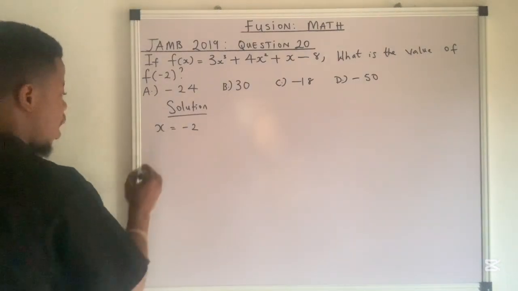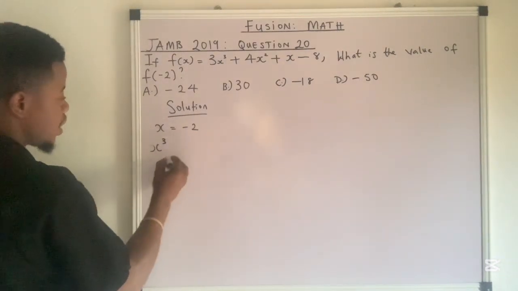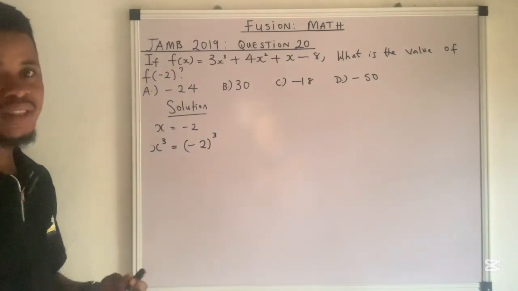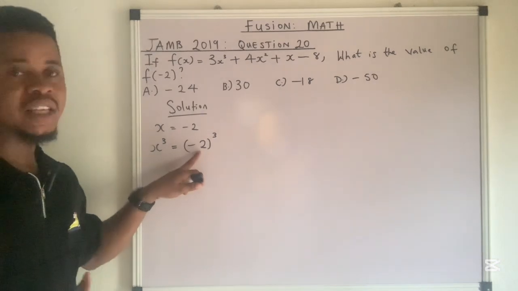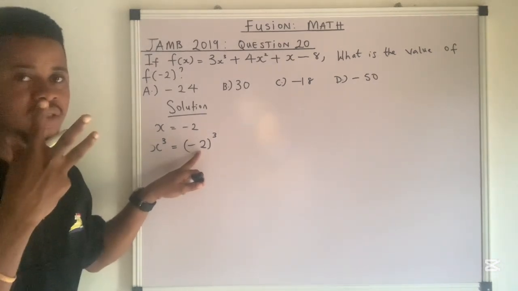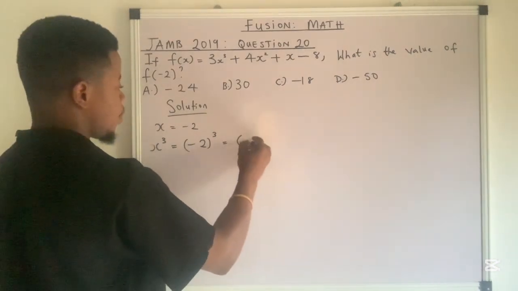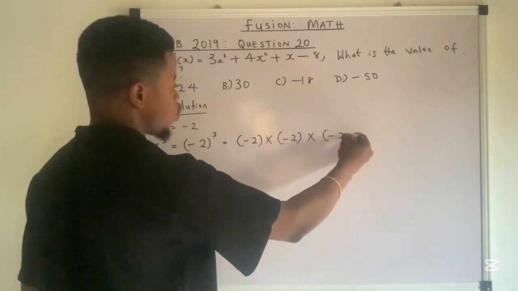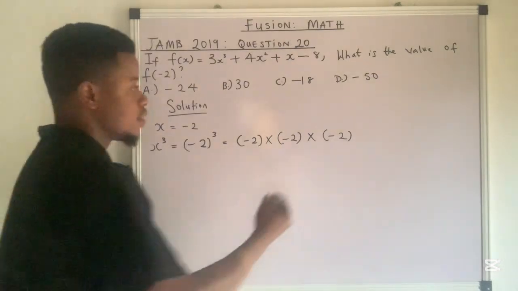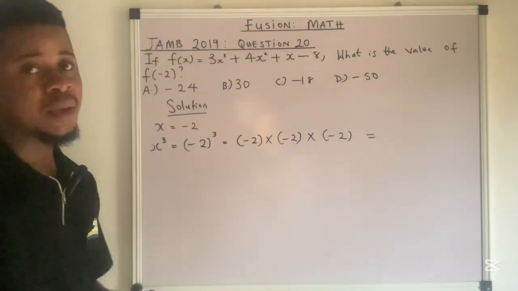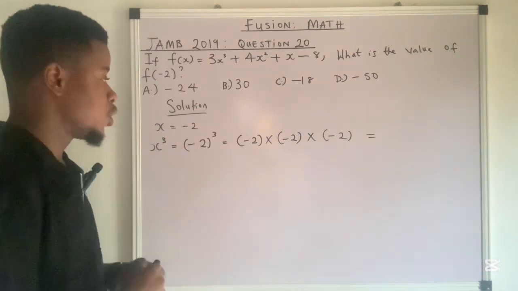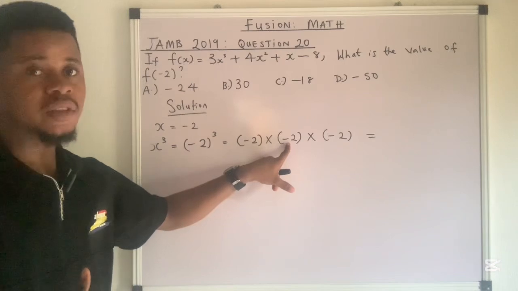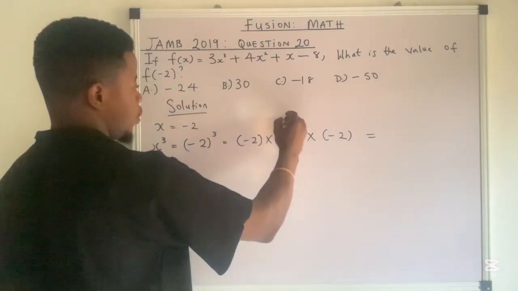When I do that, for x³, it is the same thing as saying minus 2 cubed, right? Just like that. It means that minus 2 is going to times itself 3 times, right? So I'm going to have minus 2 times minus 2 times minus 2. Exactly. Follow me. Now, I'm going to times the sign first. When I times the sign first, minus times minus in mathematics gives you plus, right? I'm going to have plus here.